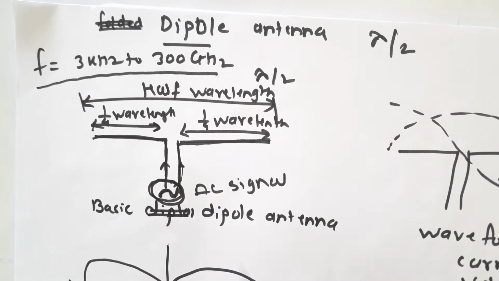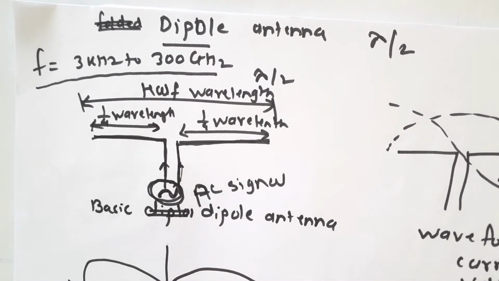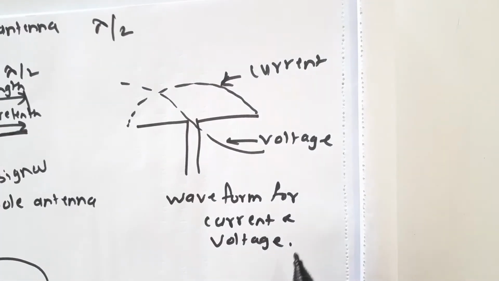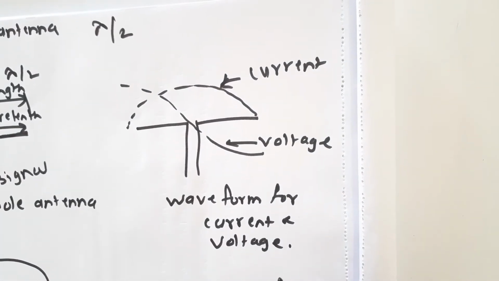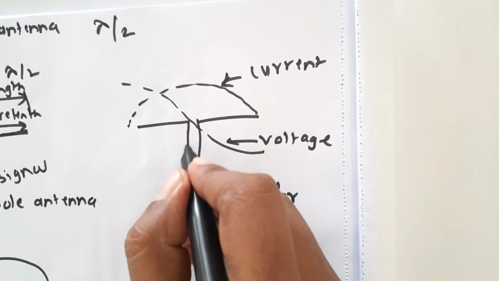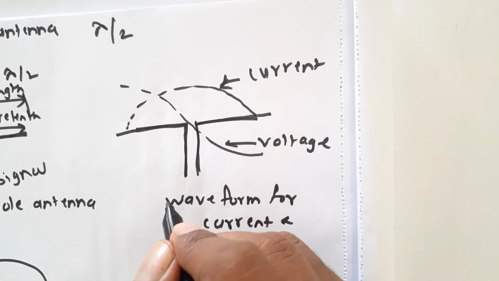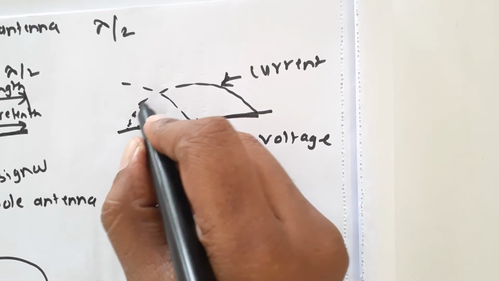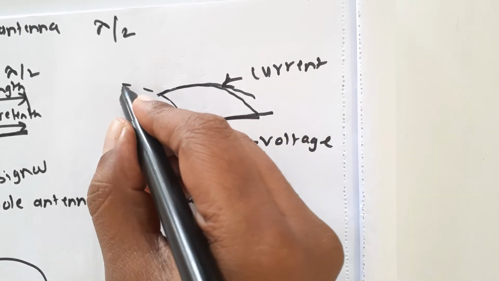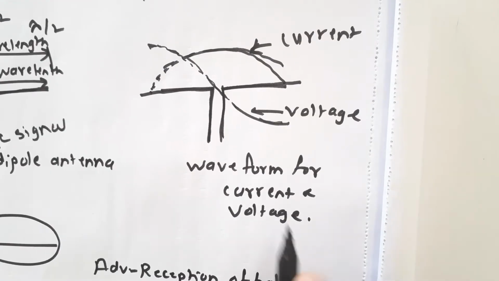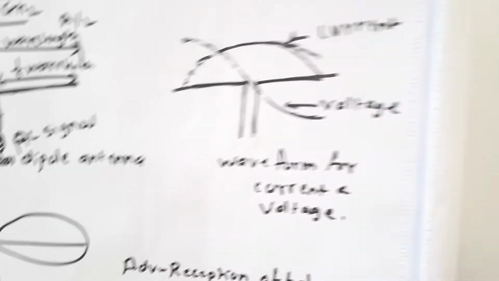So we will see how the waveform for current and voltage looks. Here I have to apply the AC signals. After applying the AC signal, the current distribution is like this one and the voltage flows like this one along the antenna. So this is the waveform for current and voltage.